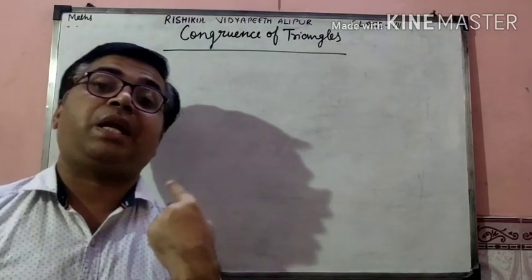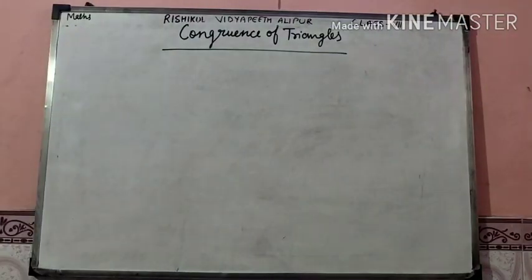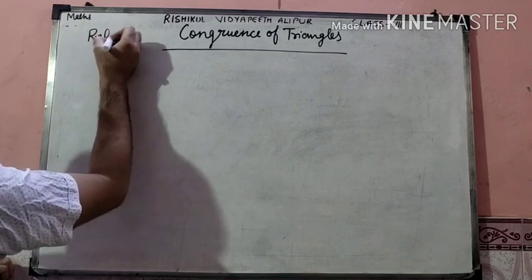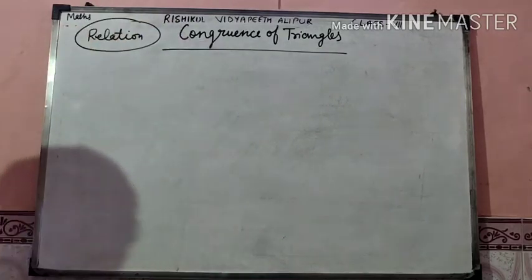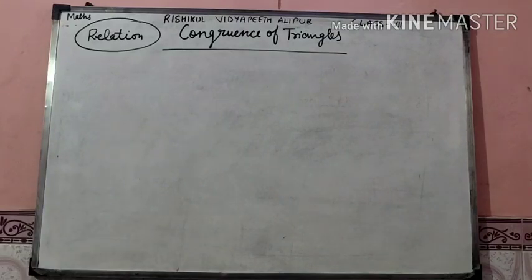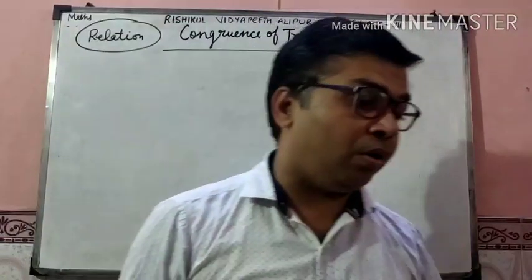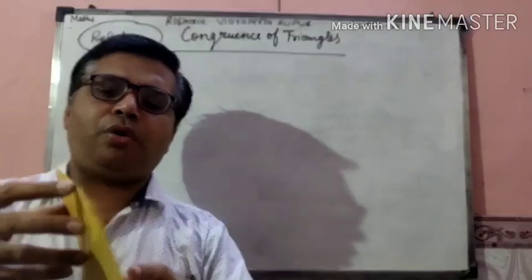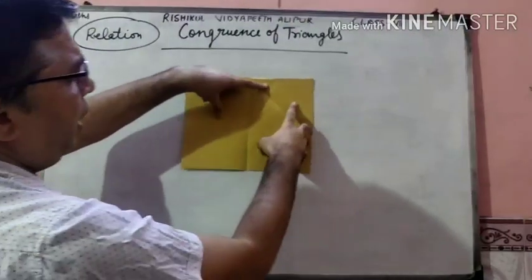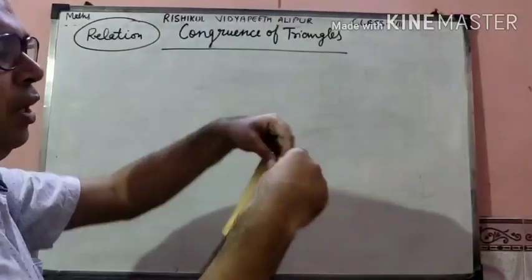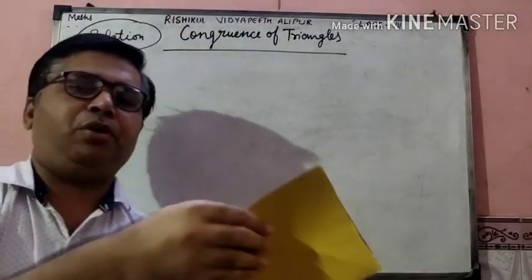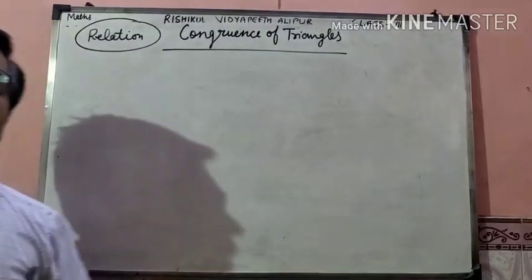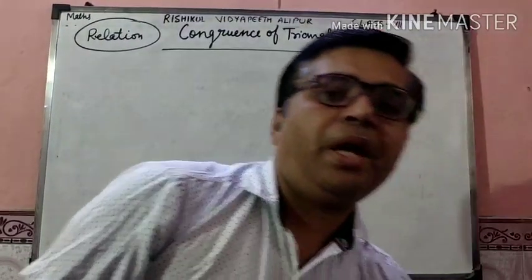Congruent and congruency. Congruency is the relation of two objects being congruent. The relation of two objects on the basis of congruent is known as congruency. When are two planes called congruent? Suppose I have this piece of paper, and if I fold it and get two congruent rectangles, one is this one and another is this one. These two rectangles are congruent because they are overlapping each other. That's why they are called congruent.